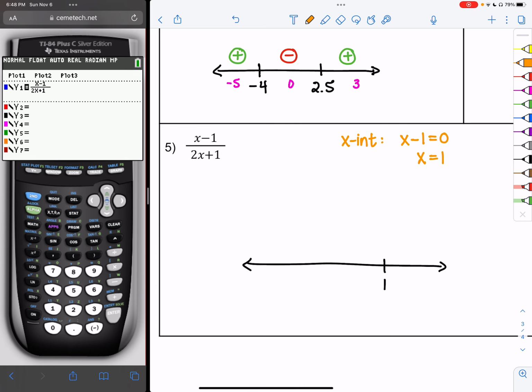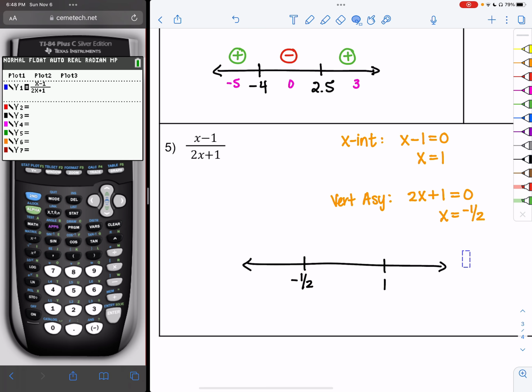Next, for the vertical asymptote, that's the value in which my function is undefined, meaning that I will be dividing by 0. So your vertical asymptote is going to be what makes your denominator equal to 0 because you can't divide by 0. So that will be a negative 1/2 there. So I will plot that on a number line as well.